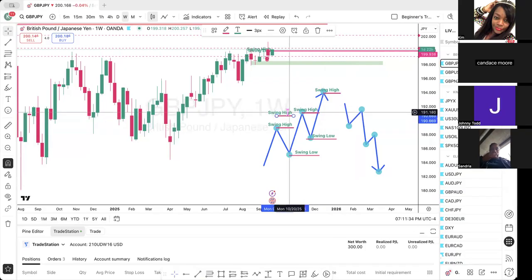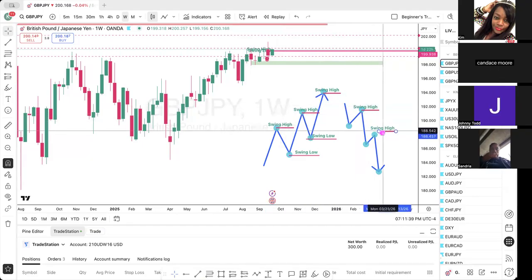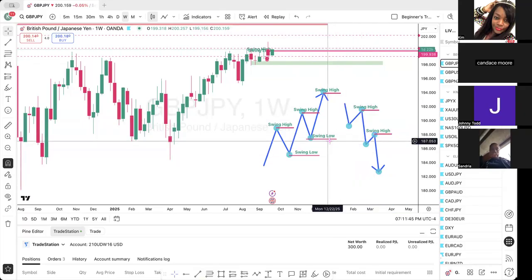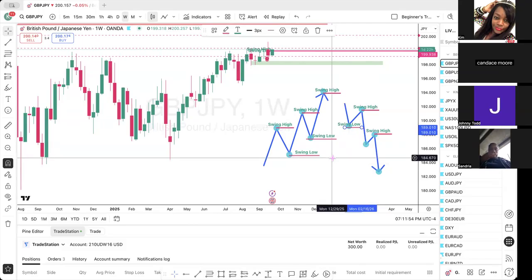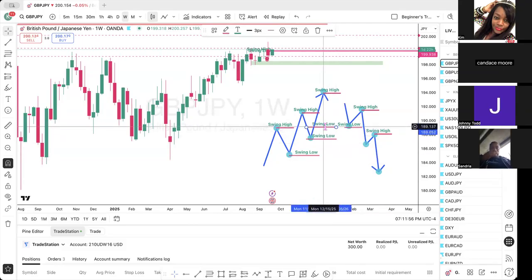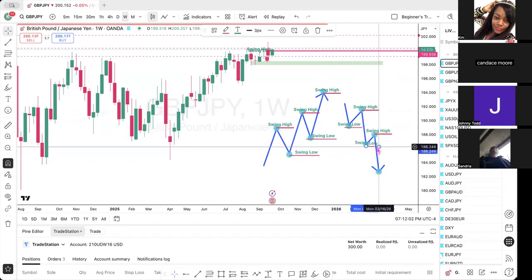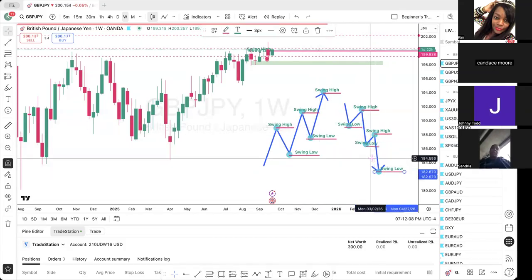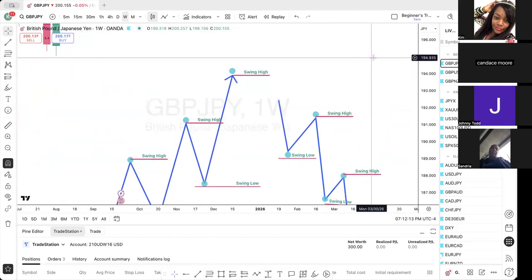So this is a swing high. This is a swing high. And then this is a swing low. And then this is a swing low. And then this is the final swing low. Okay. So with that being said, and let me move this up.